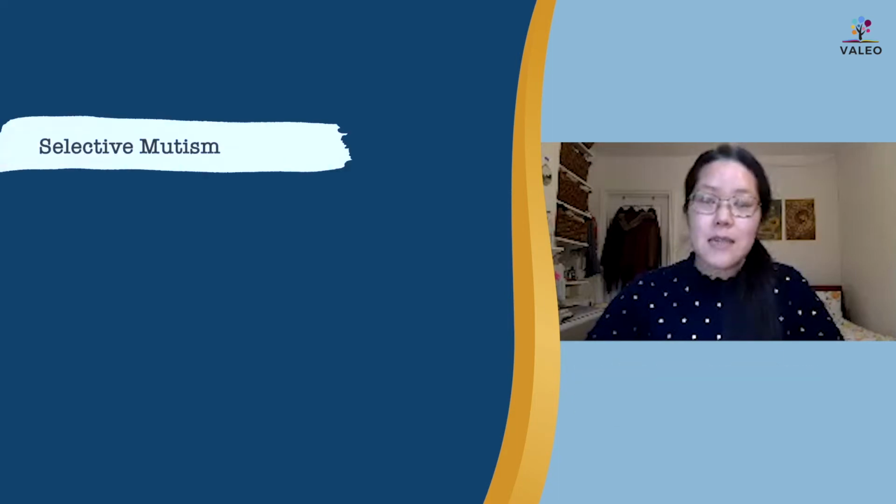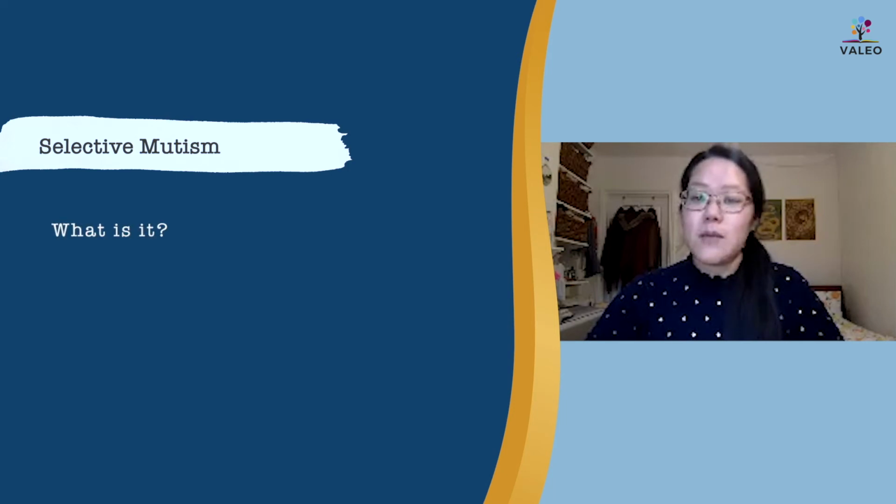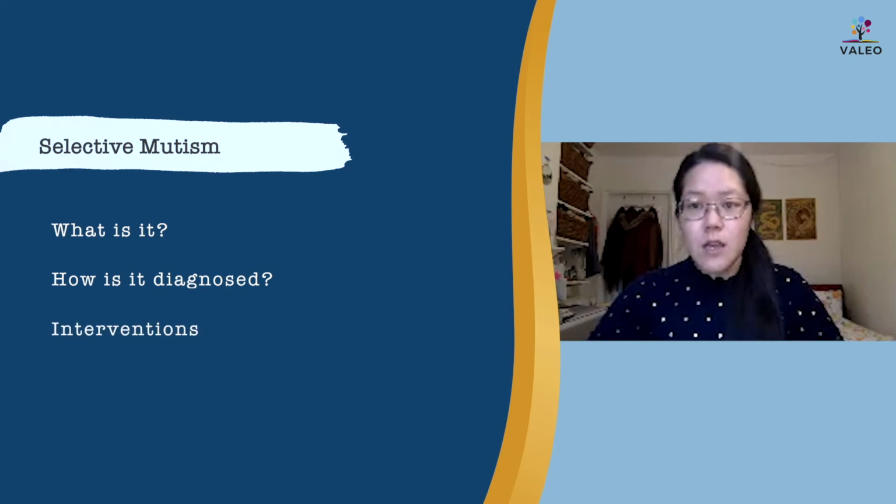I'm a speech and language therapist, and today I'm going to talk to you about selective mutism. So selective mutism is a condition that you may have heard of before. It's considered a phobia, and we're going to talk a little bit about what it is, how it's diagnosed, and also some of the intervention methods that might be used if a child is diagnosed with selective mutism.